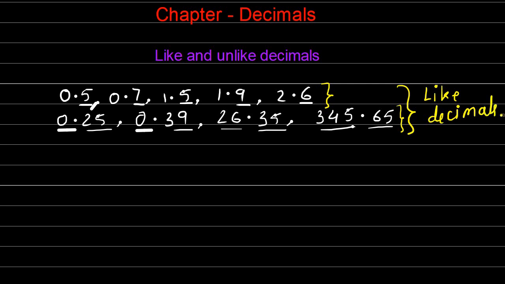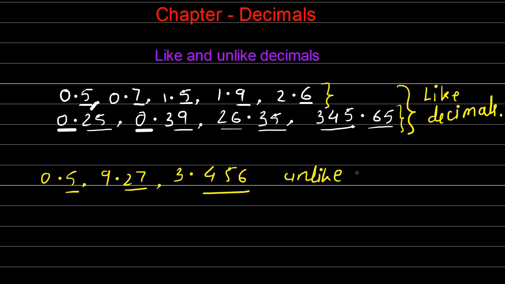Now it obviously means the ones which are mixed, suppose 0.5, then we have 9.27, then we have 3.456. You can see here the decimal place is 1, here 2, here 3. So they are unlike decimals. Okay, so clear? Decimals having the same number of decimal places are called like decimals, and the decimals which do not have the same decimal places are unlike decimals.